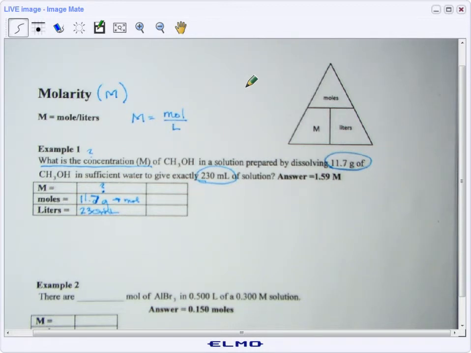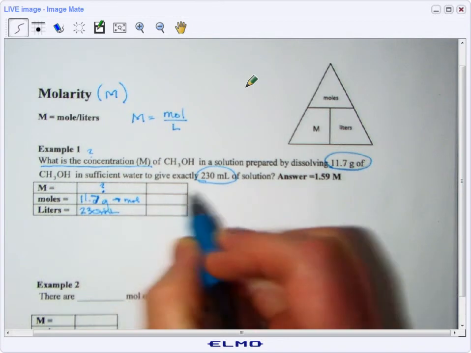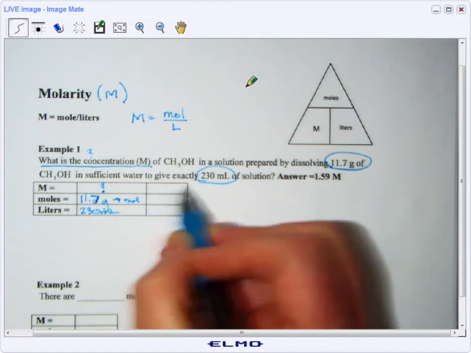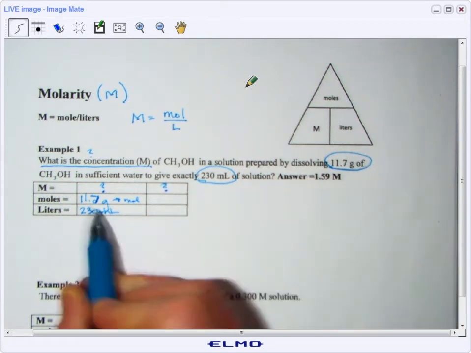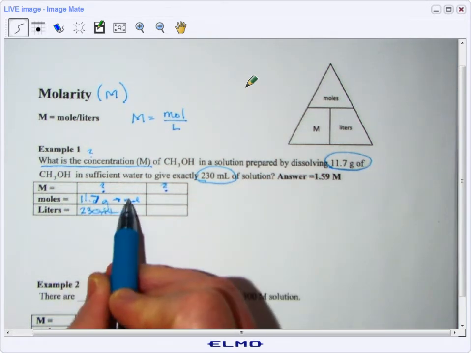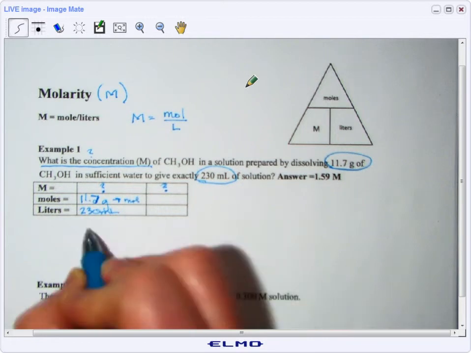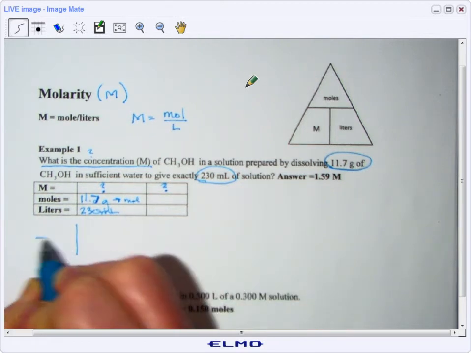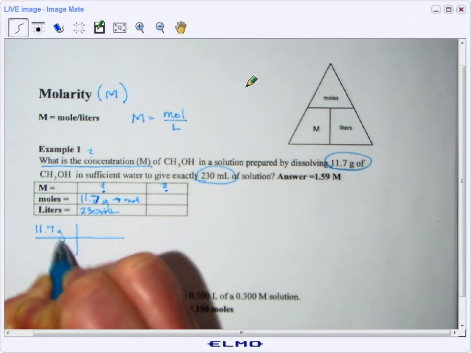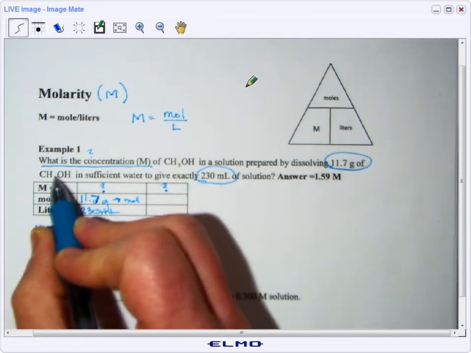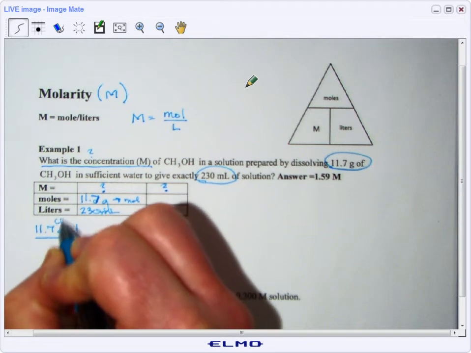We're going to try to start recognizing. I put this column just because this is what I'm going to change it into. I'm still looking for this, but now I need to change grams into moles. And we'll do that like we've always done that. Take my 11.7 grams, and it happens to be CH3OH.